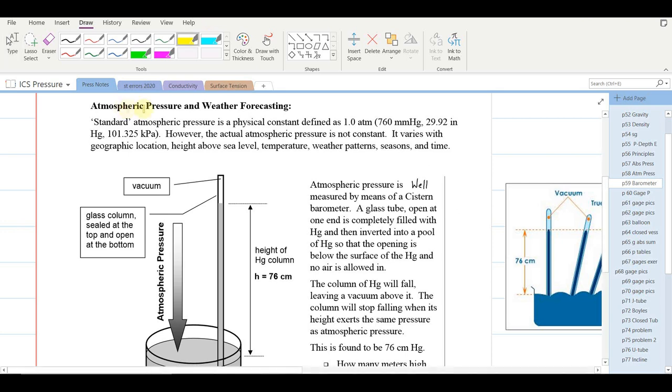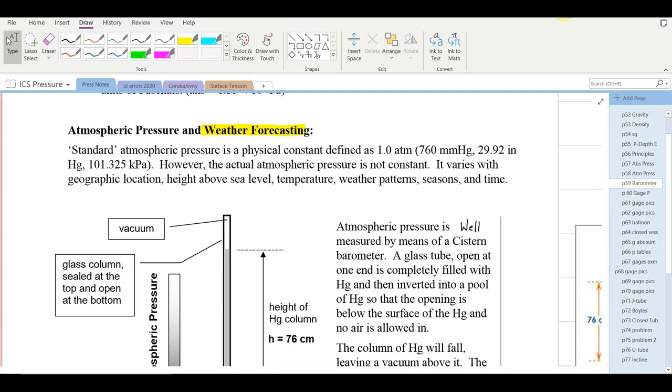Let's start with weather forecasting. Standard atmospheric pressure is a physical constant defined as 1 atmosphere, or 760 millimeters of mercury, or 29.9 inches of mercury, or 101.325 kilopascals. But the actual atmospheric pressure at a given time is not constant. It varies with geographic location, it varies with height above sea level, it varies with the temperature, weather patterns, seasons, and time.